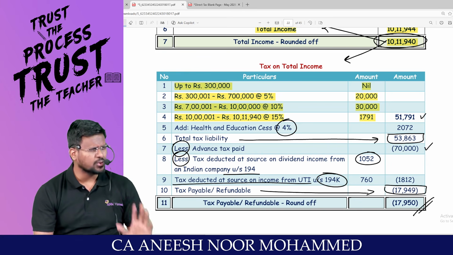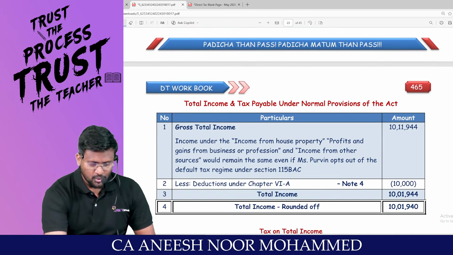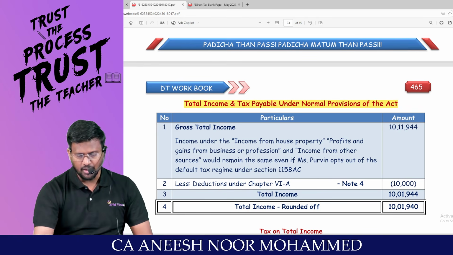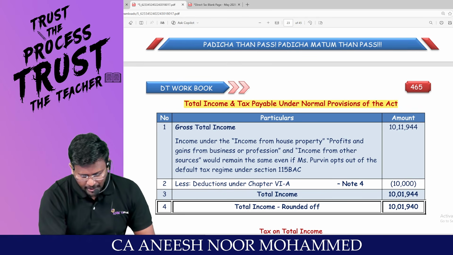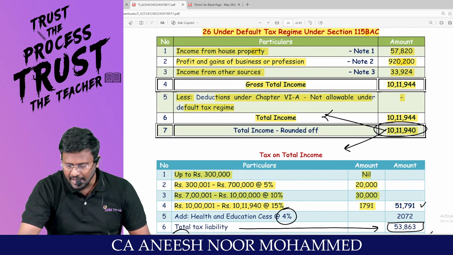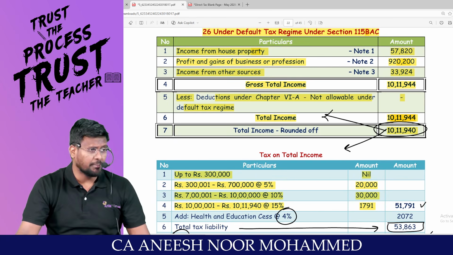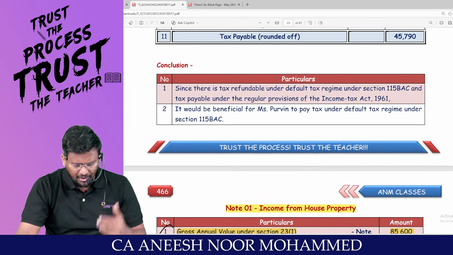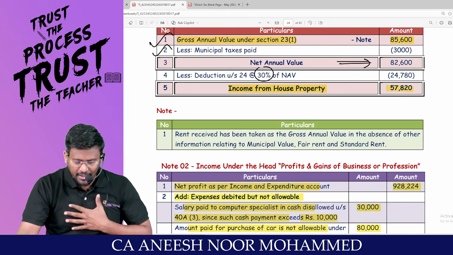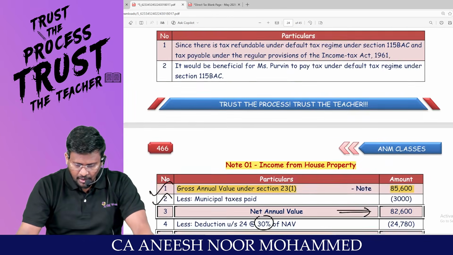If you are traveling through the default tax regime, I'm going to travel through that. So I have to rework the total income and tax payable. Sir, I'll be continuing with gross total income. What is the gross total income? 10,11,944. But in default tax regime, I have not claimed the chapter 6A deduction. But under the optional tax regime, we can claim chapter 6A deduction. Can we claim? Yes, sir.